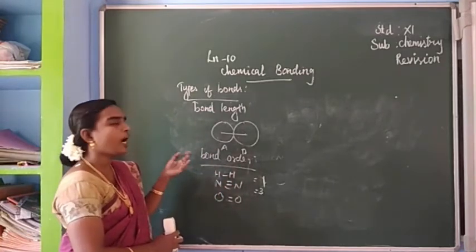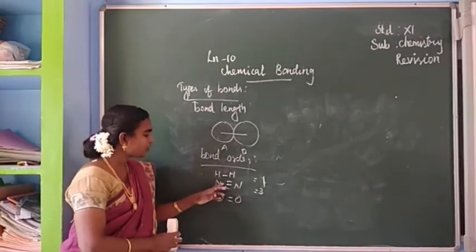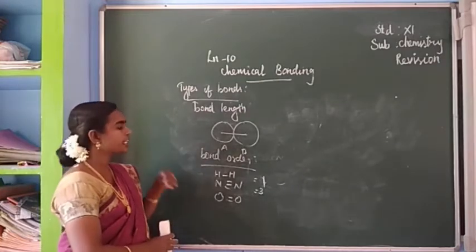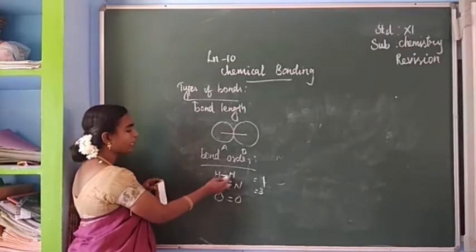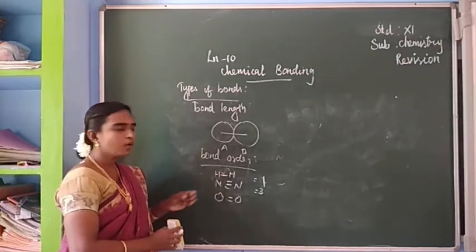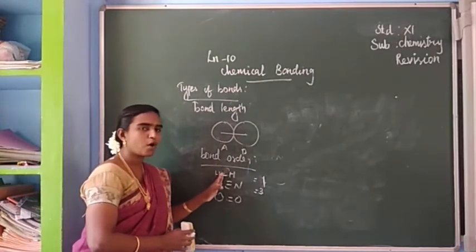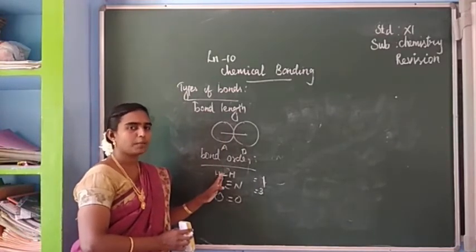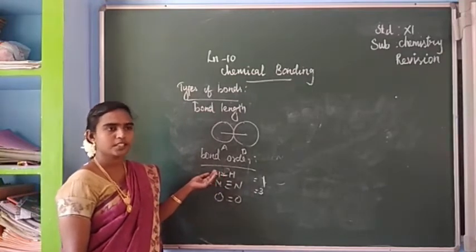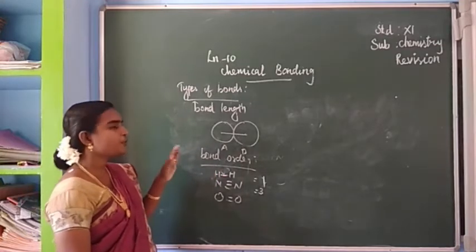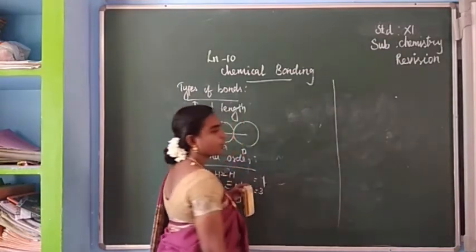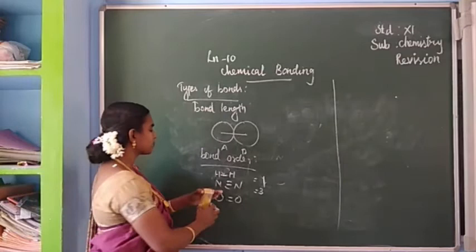Next is bond angle. The angle between 2 covalent bonds is called the bond angle. Is it clear? Next, bond enthalpy. Consider a covalent bond in the H2 molecule. The amount of energy supplied to break 1 mole of a bond is called the bond enthalpy. Usually the unit for bond enthalpy is kJ mol^-1. Is it clear? Next, we are going to explain another term, the polarity of bonds. So the polarity of bonds can be explained like this.